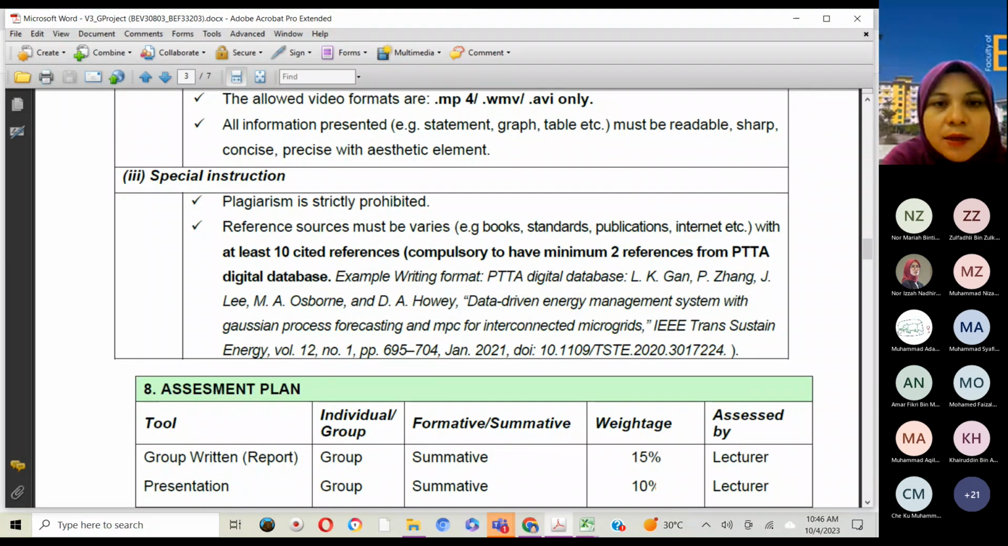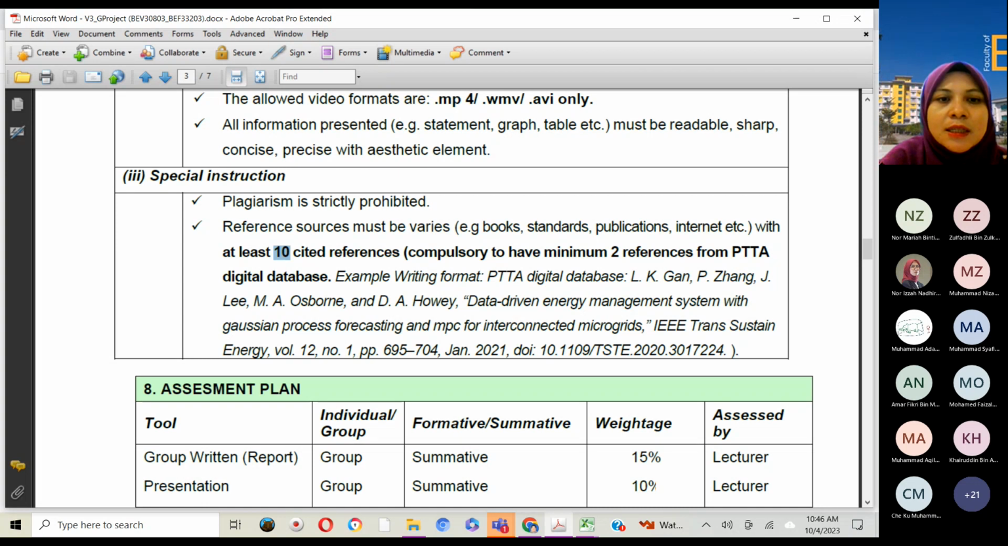The first one is plagiarism. Is strictly prohibited. Jangan meniru. And the second one is references source. Okay, references source must be varies. You can get the references from the book, standards, publication, internet, etc. With at least kena ada 10 cited references, but compulsory to have minimum 2 references from the PTTA digital database.